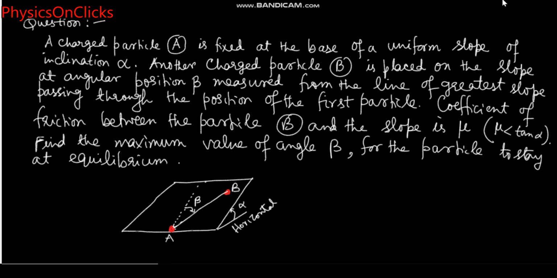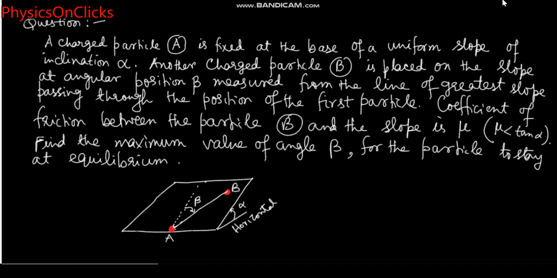Charged particle A is fixed at the base of a uniform slope of inclination alpha. Just look at the figure. This is the charged particle A, which is fixed at the base of the inclined surface. Another charged particle B is shown in the figure. It is placed on the slope at an angular position beta measured from the line of the greatest slope. Just observe that the line joining A and B makes angle beta with that inclination plane, as we have shown in the figure.